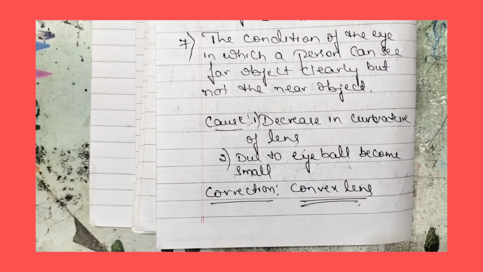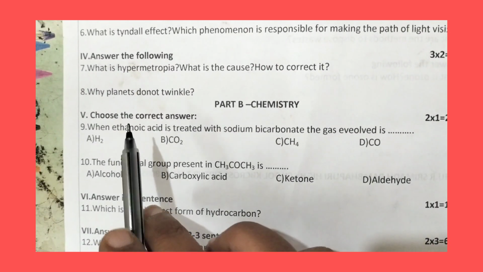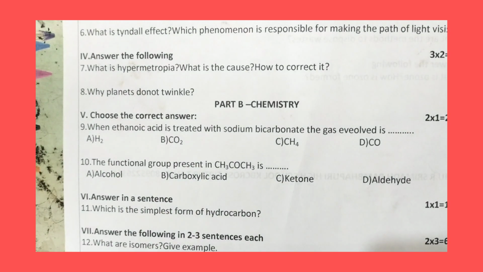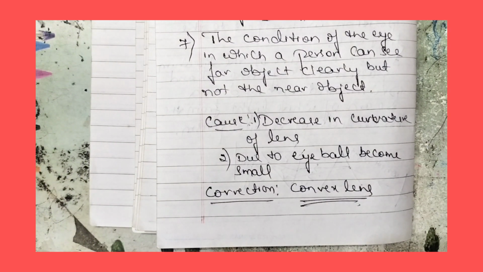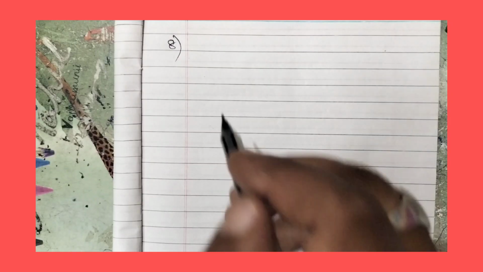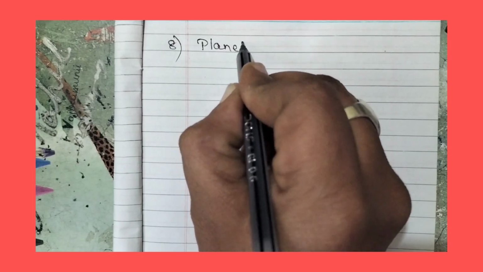Now let us move to the last question of the physics part. That is, why planets do not twinkle? So this is the last question of the physics part. Let us answer that one. So why do the planets not twinkle? Let us answer it.